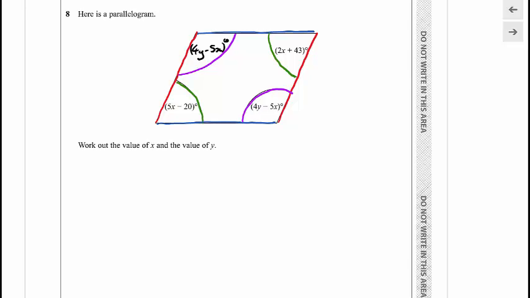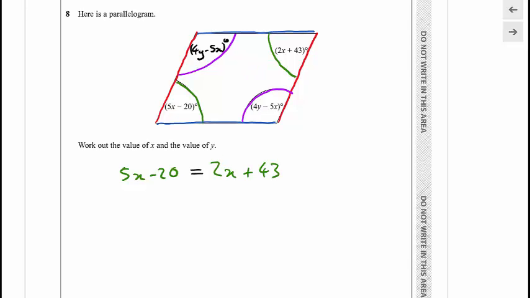Okay. So if the two angles are equal, why don't we say, well, this angle then must be the same as this angle. Now, if things are equal, they're the same, so we just put an equal sign between them. So we can simply say that 5x minus 20, in other words this angle down here, must be equal to this angle up here, so the 2x plus 43.